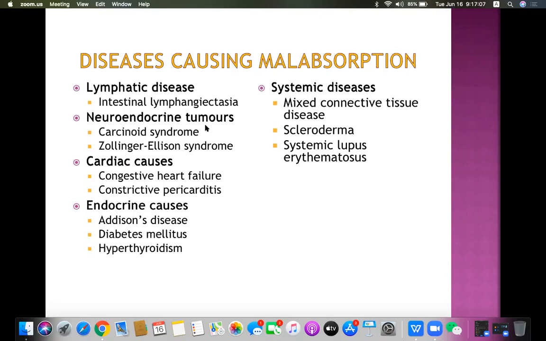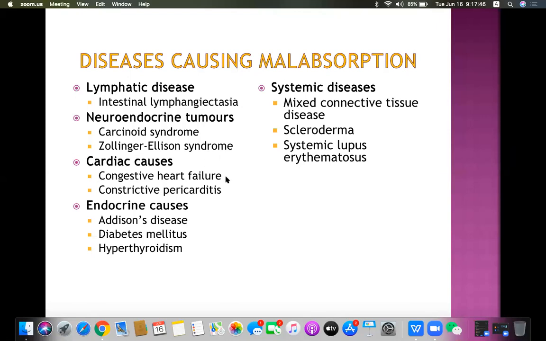Neuroendocrine tumors include carcinoid syndrome and Zollinger-Ellison syndrome. In carcinoid syndrome, there is chronic diarrhea as a result of serotonin, and in Zollinger-Ellison syndrome, there is inactivation of the enzymes coming from the pancreas. Remember this: the high amount of acid secreted in the stomach cannot be neutralized, and this acid will inactivate the enzymes in the second part of the duodenum, resulting in malabsorption and diarrhea.